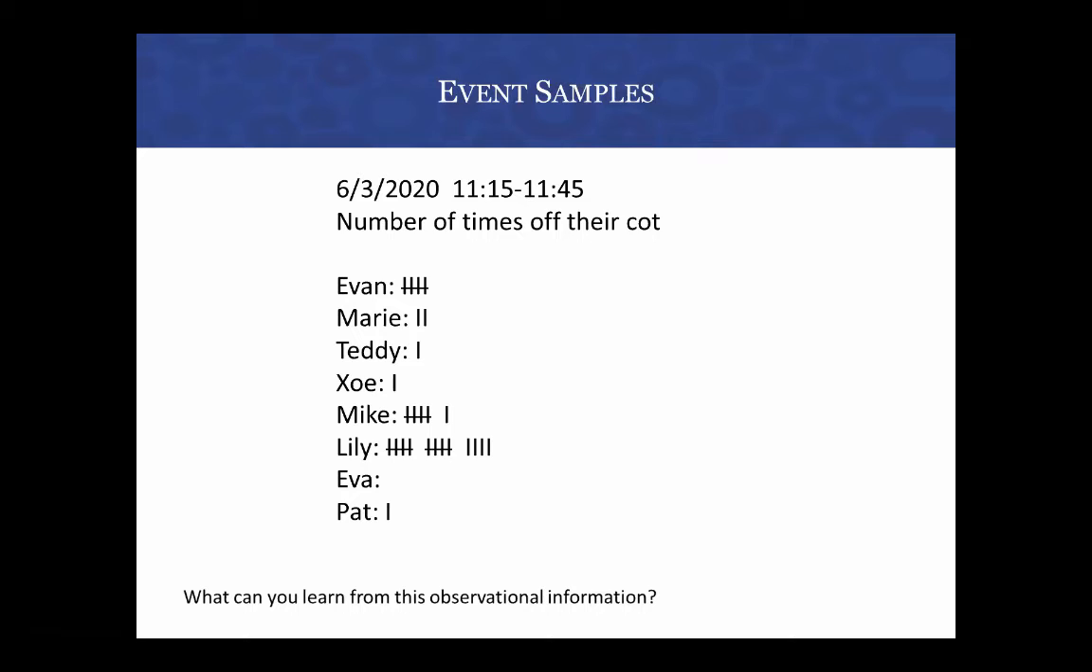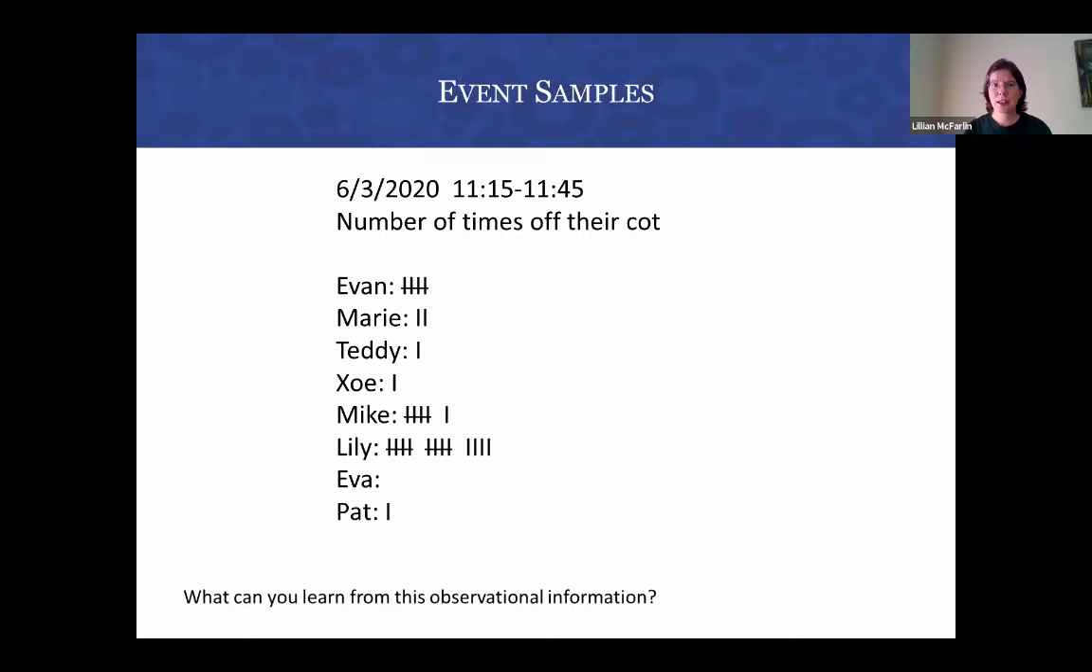Who is not able to sleep? Okay. So based on the number of tally marks, which child is off their cot the most? Lily. Yeah, that probably would have been accurate for me. Which child do you have to worry about the least? Ava. Ava stayed on her cot.